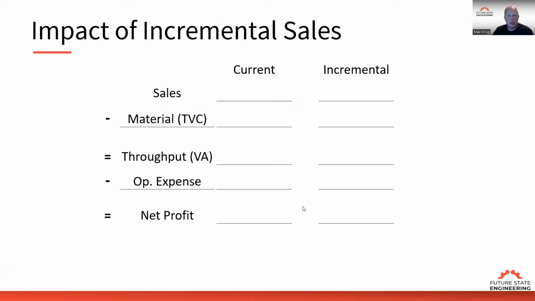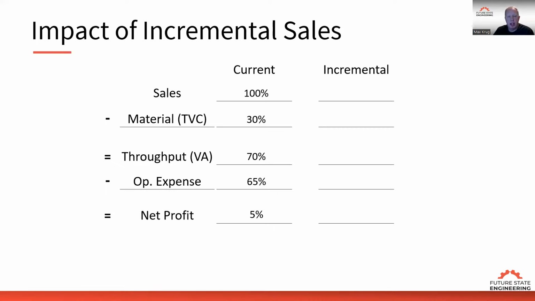If we look at an organization from the global perspective, we take what the current company is doing in terms of sales. Right now, whatever the sales are is what the sales are, so it's 100%. If we take out the material cost on those sales, in this case 30% material, then we calculate our throughput as the sales minus the totally variable cost. In this case, we get 70% throughput. If we take out the operating expense of the current company at 65%, then our net profit becomes 5%.